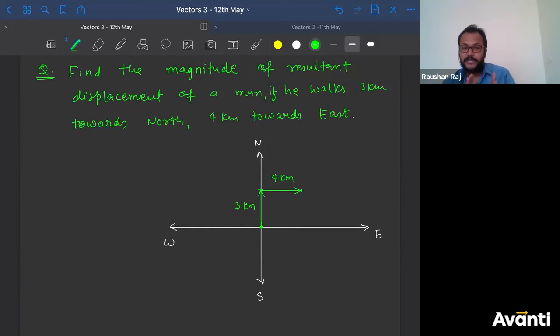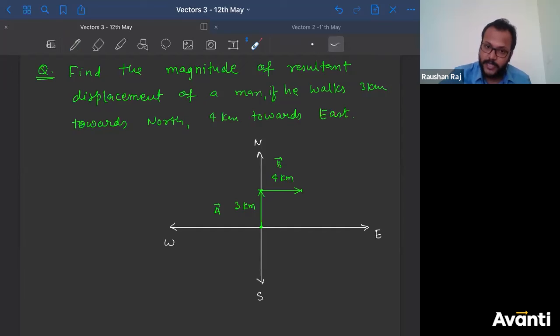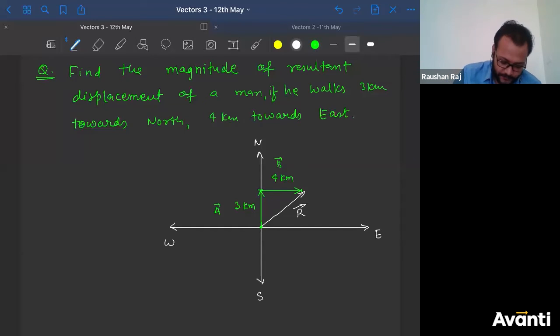Now tell me, what is the resultant magnitude? How many displacements occurred? 2. One towards north, another one towards east. So can I say this is vector A and this is vector B? So what is the resultant vector? The resultant vector will start from the tail of the first vector and end at the head of the second vector. So this will be the resultant vector, right? So I'll say the resultant vector is nothing but vector A plus vector B, right?